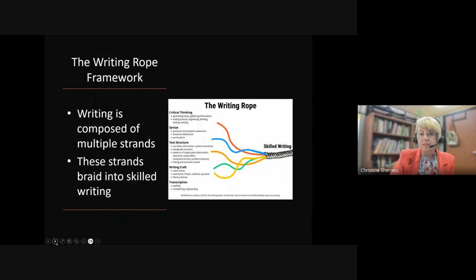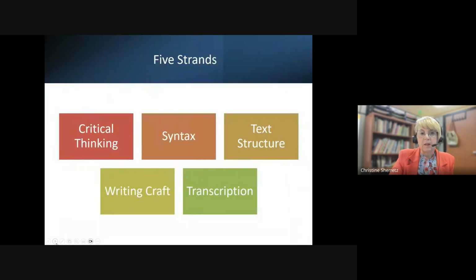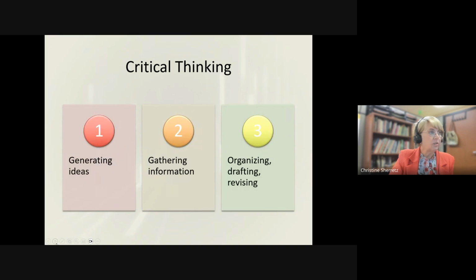So the first thing I want to do is look at these strands. Here's an overview of the writing rope, and you can see how it is similar to the reading rope, except instead of having a skilled reader, we want a skilled writer. As we look at this, I want us to think about what the reading and writing connections are, and when we connect those concepts, how it can strengthen both reading and writing. So we're going to look at each of these strands. There are 5 strands: critical thinking, syntax, text structure, writing craft, and transcription. So let's look at each one.